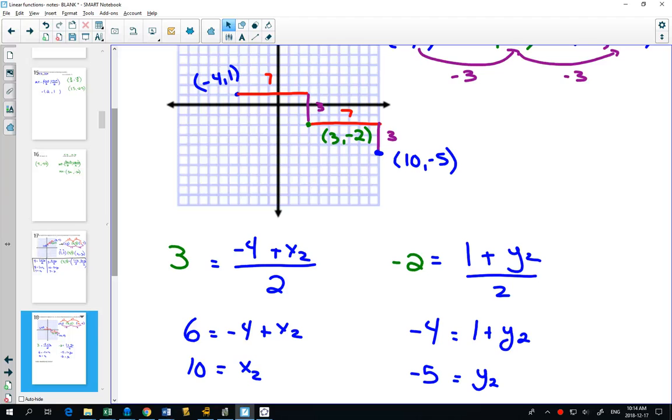So again, 3 different ways to find the midpoint. You could find the midpoint with the graph, just with the points, or with the formula.